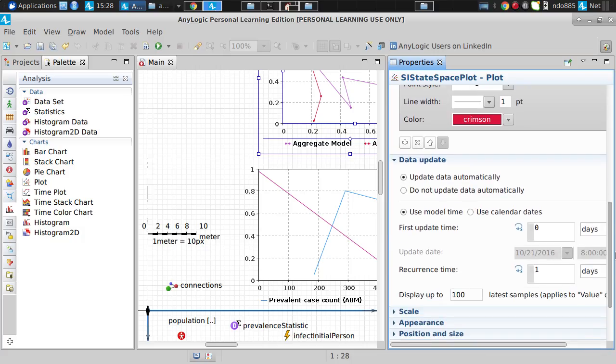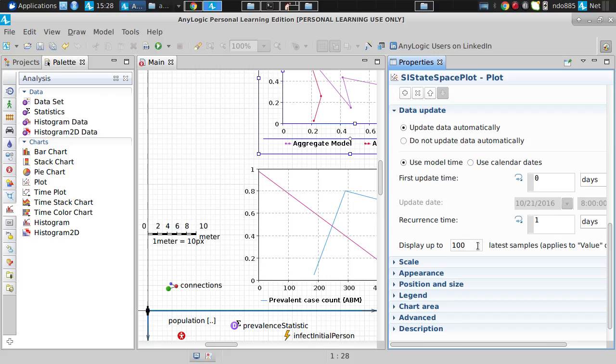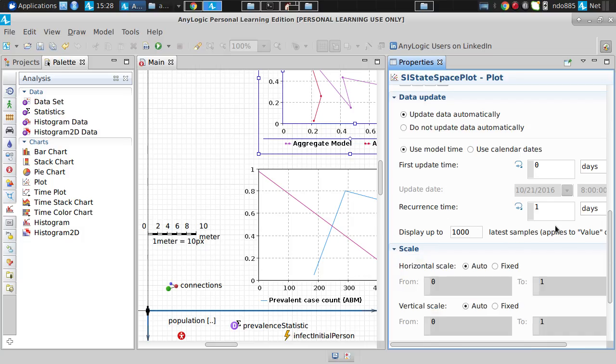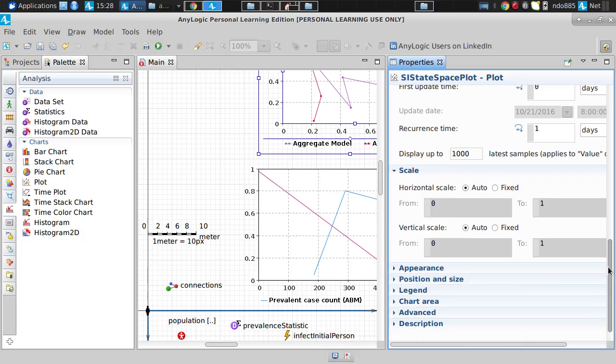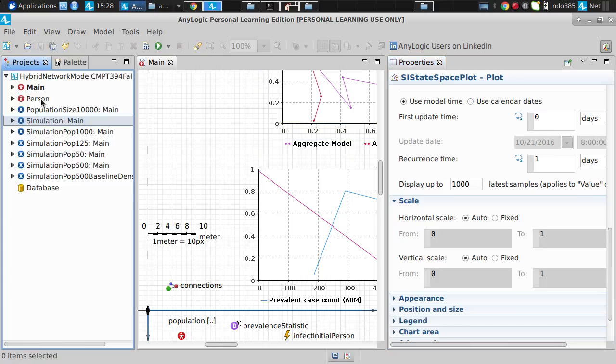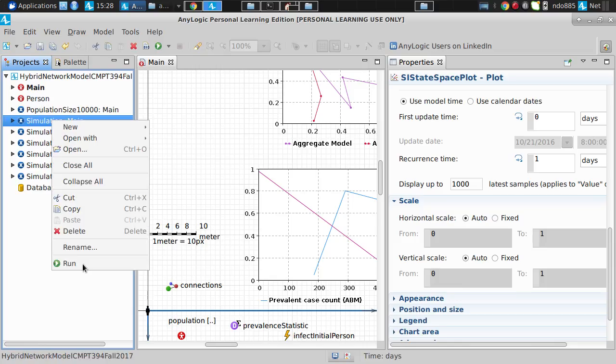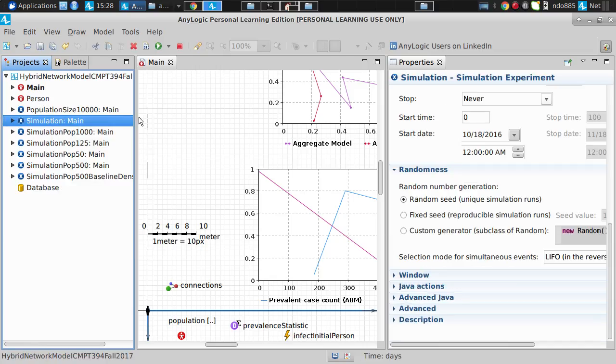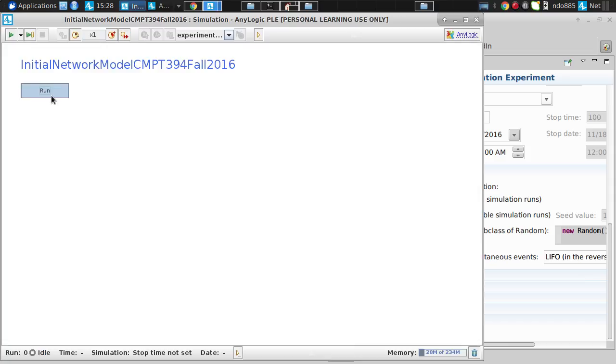We'd like it to update the data automatically, sure. And we're going to keep up to 1,000 latest samples. Remind me, were we running this to time 1,000 or 2,000? 1,000. Okay, good. Now for the vertical and horizontal scale, we're doing counts here, and I think we'll let them scale themselves for now. Okay, so here we go. Let's see what this engenders here.